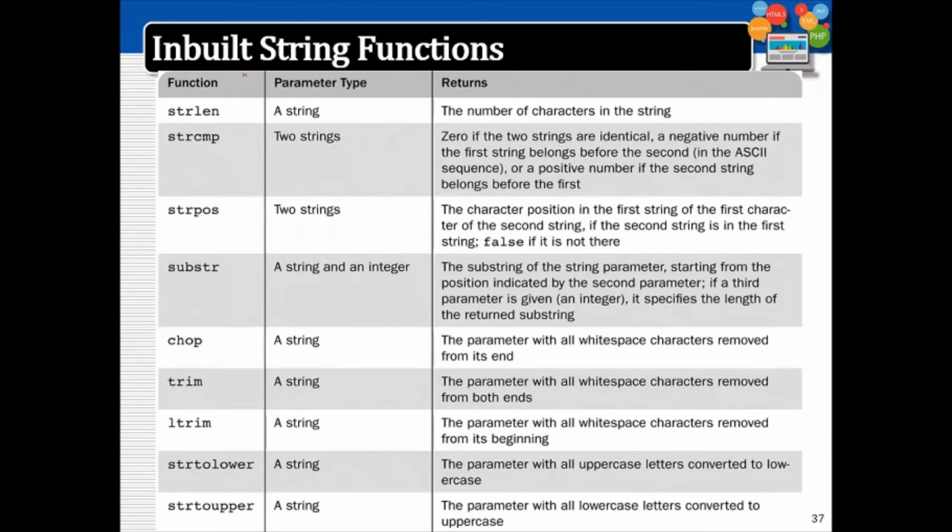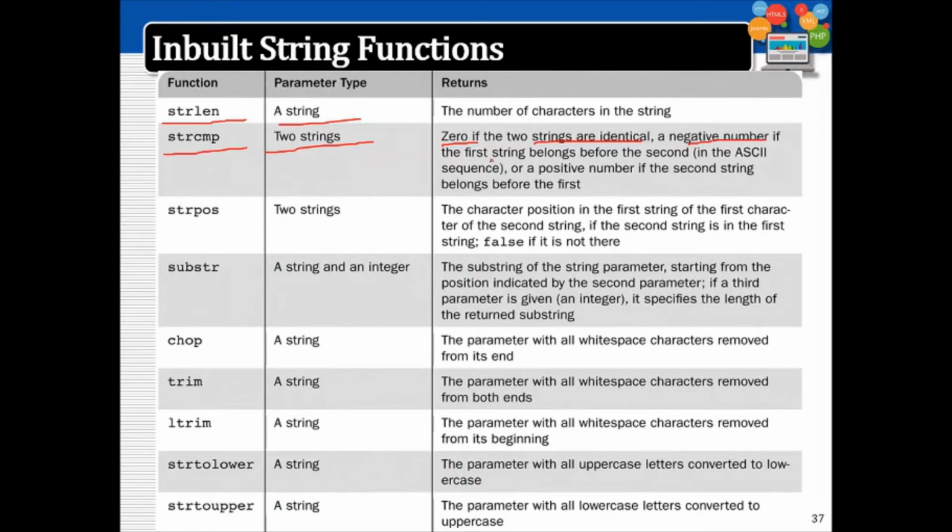Again, PHP also has certain string functions. strlen has one parameter, a string, and the result is the total number of characters in the string. strcmp is used for string comparison. Again, the parameters will be two strings. So read the output part: it returns 0 if the two strings are identical. If both the strings are the same, the return value will be 0.